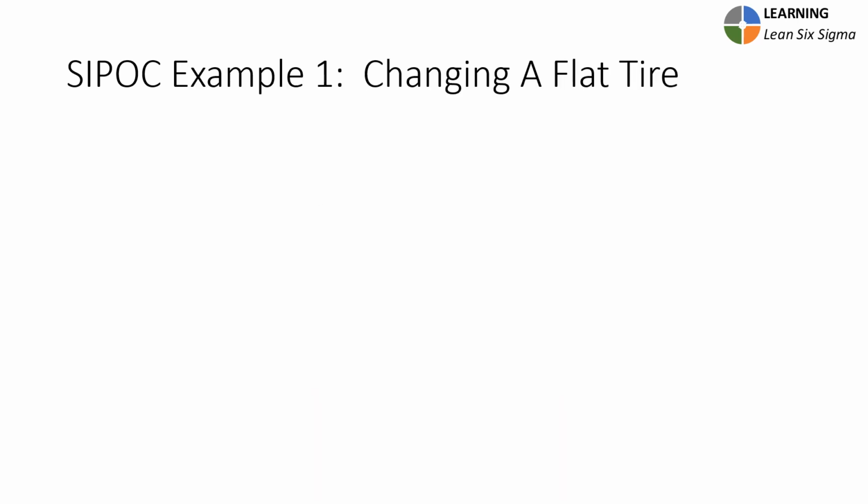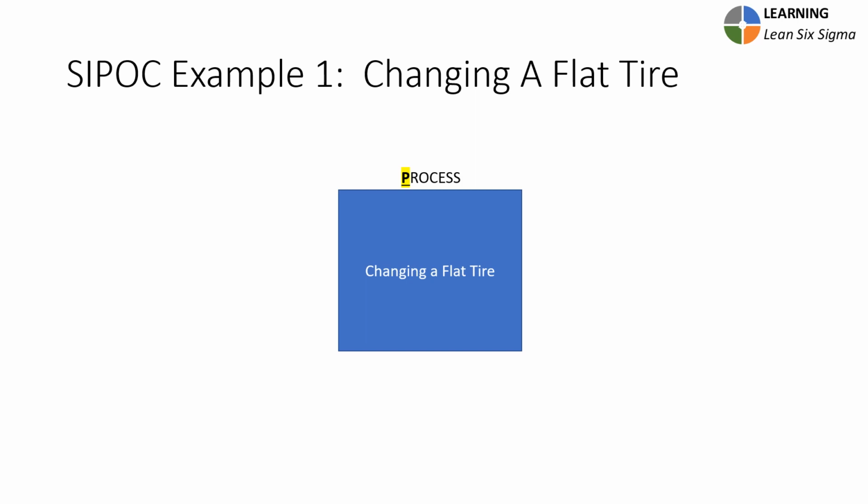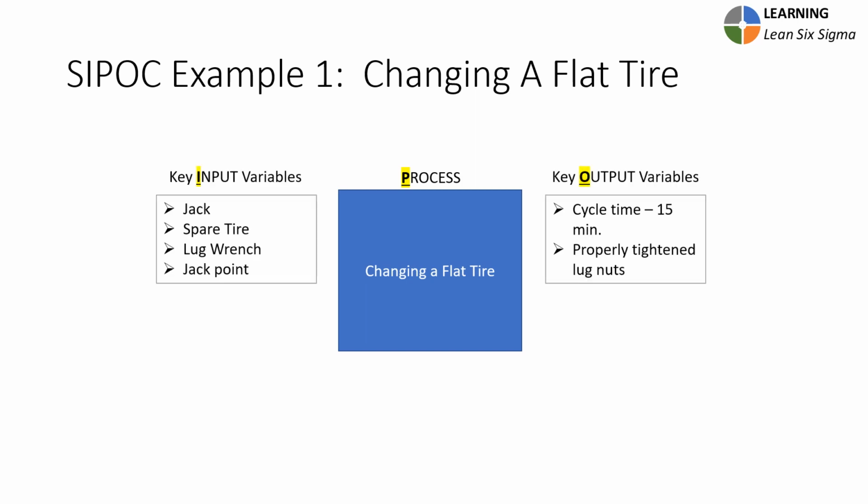So like many of you, I learn best by seeing an example. So here is an example of changing a flat tire. That's the name of the process, changing a flat tire. So I have some inputs and outputs.